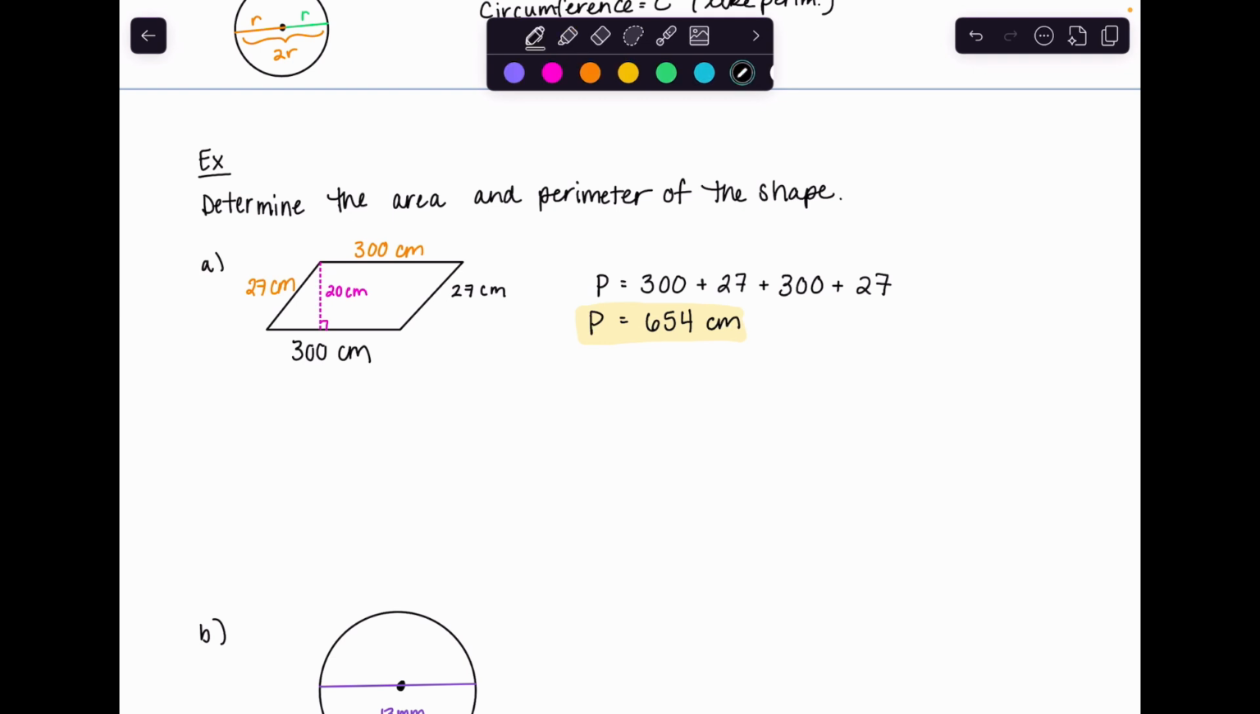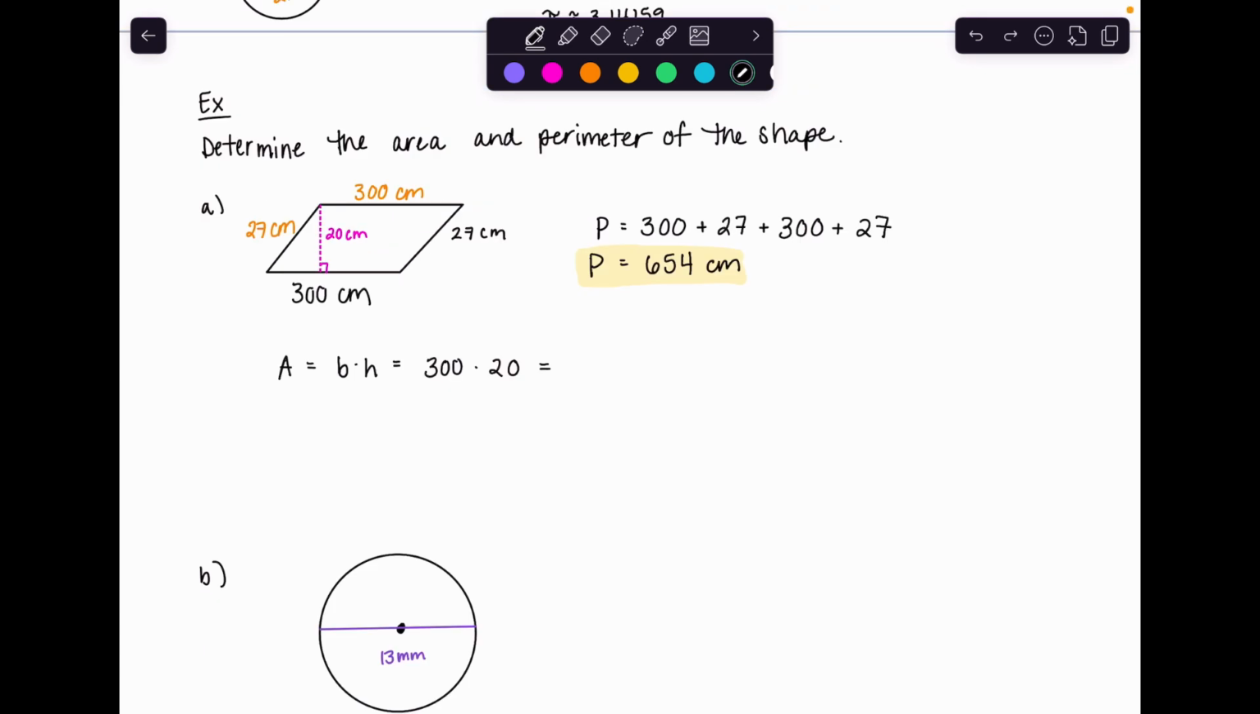Now moving on to the area, I need the two pieces that form that right angle. That would be this distance here, which is the height, and the right angle it forms with is 300. So my area is the base times the height. The base is 300, my height is 20. If I multiply these two, it gives me 6,000. And then my units should be square because they are an area. So that is centimeters squared. Okay.